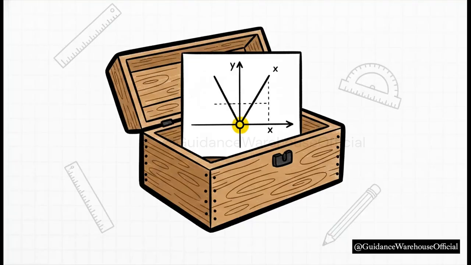All right, here's our starting point, our reference model, if you will. It's y equals the absolute value of x. The corner, its most important point, is sitting right at the origin, at coordinates 0, 0. Keep this one in mind, because every change we make is going to be based on this.